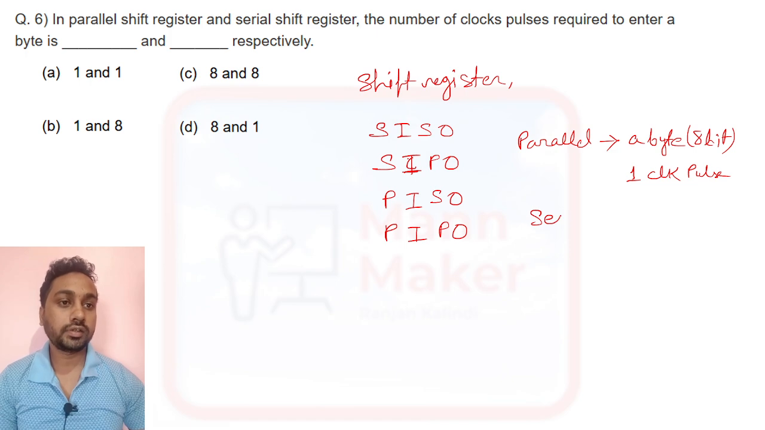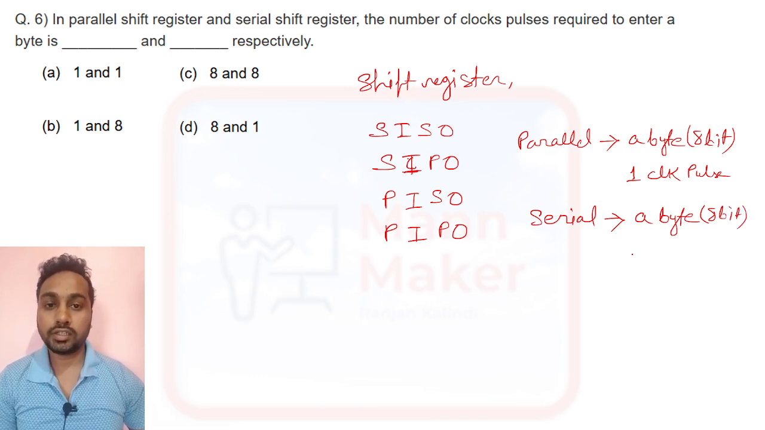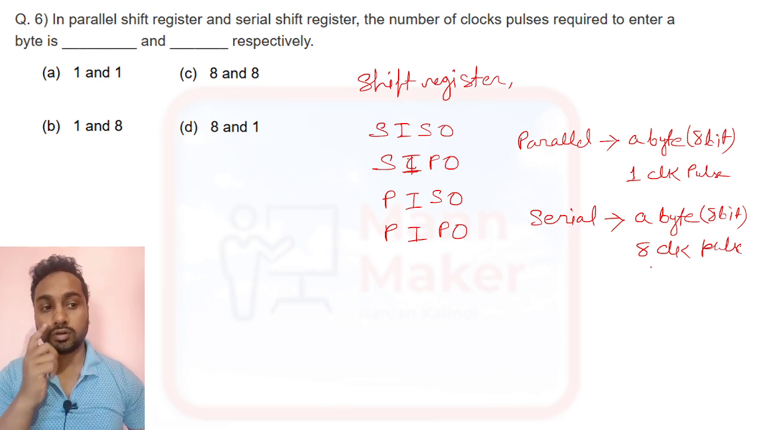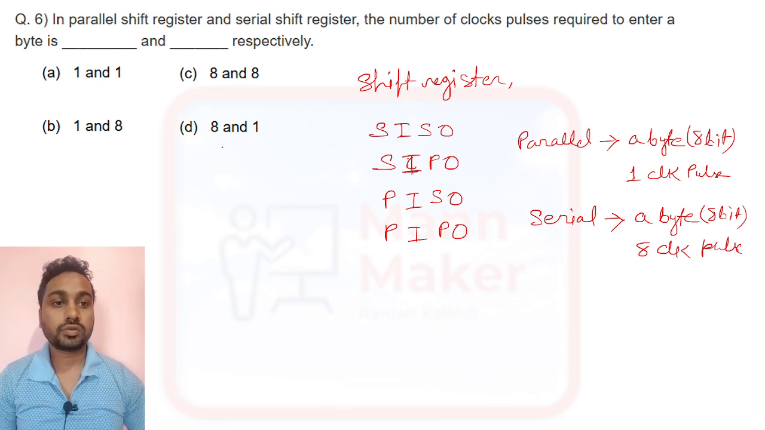And for a serial shift register, for a byte, that is 8 bits, for each bit we need a clock pulse, meaning we require 8 clock pulses for 8 bit data. So the answer will be option B, 1 and 8: 1 clock pulse and 8 clock pulses required for a parallel shift register and serial shift register.